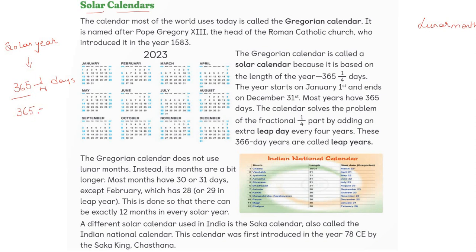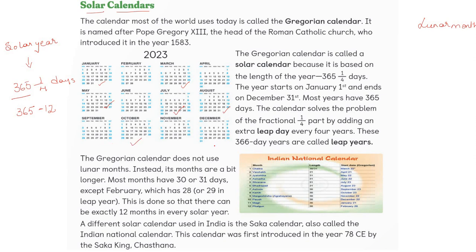How many days are there in a year? 365 days. Divided into how many months? 12 months. In the 12 months, how many days are there in January? 31 days. March again 31 days. May 31 days. July 31 days. August 31 days. You might be knowing, for this we count our knuckles.